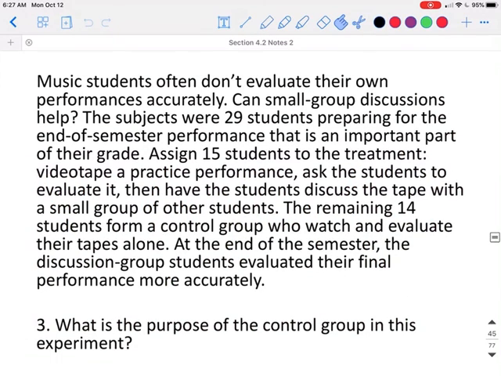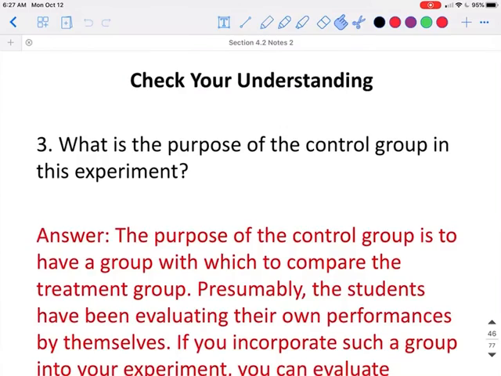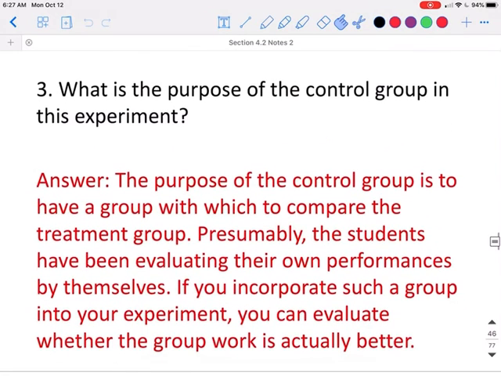What is the purpose of the control group in this experiment? The purpose of the control group is to have a group with which to compare the treatment group. Presumably, the students have been evaluating their own performances by themselves previously. So if you incorporate such a group in your experiment, you can evaluate whether the group work is actually better.